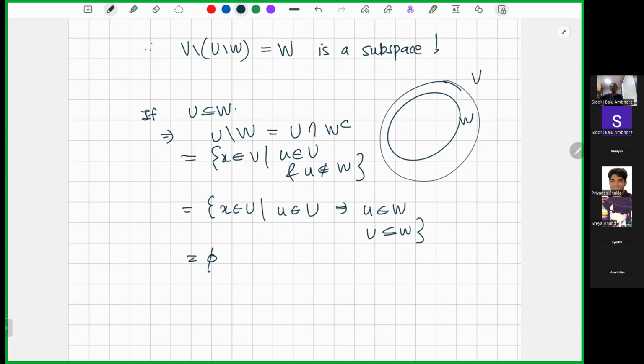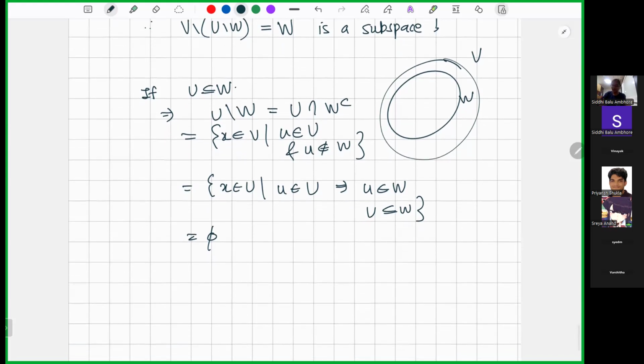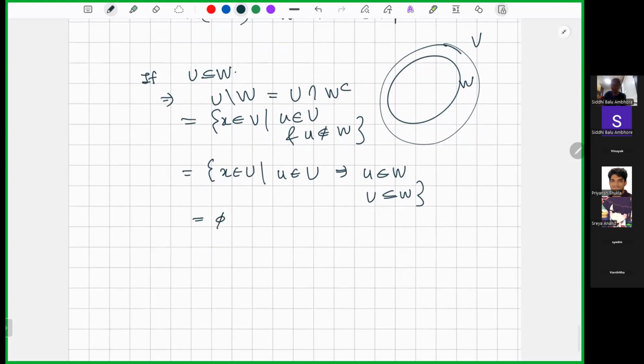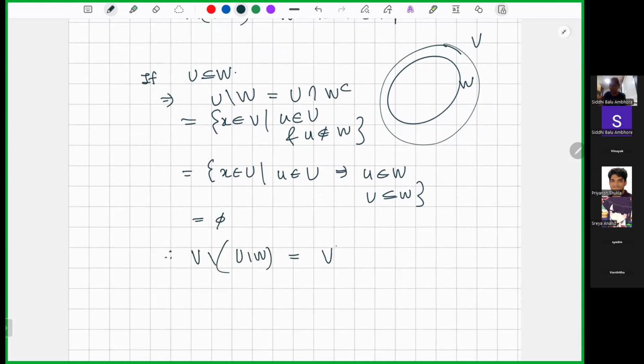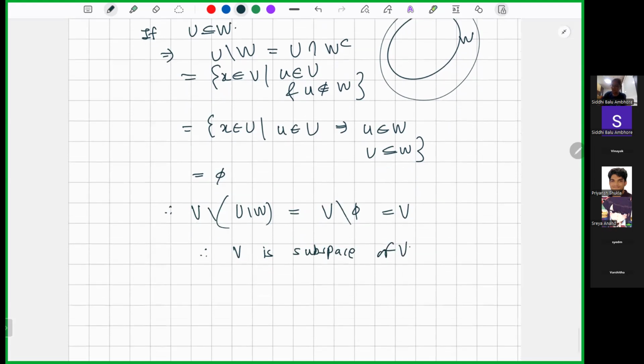So it was U intersection W complement, but W complement is smaller than U complement. I hope you understood that this is now the empty set. So therefore, when I take this V minus U minus W in this case, this is just V minus the empty set, and that is V. And therefore, V is a subspace. V is anyway a subspace of V itself. So therefore, this is also satisfying.